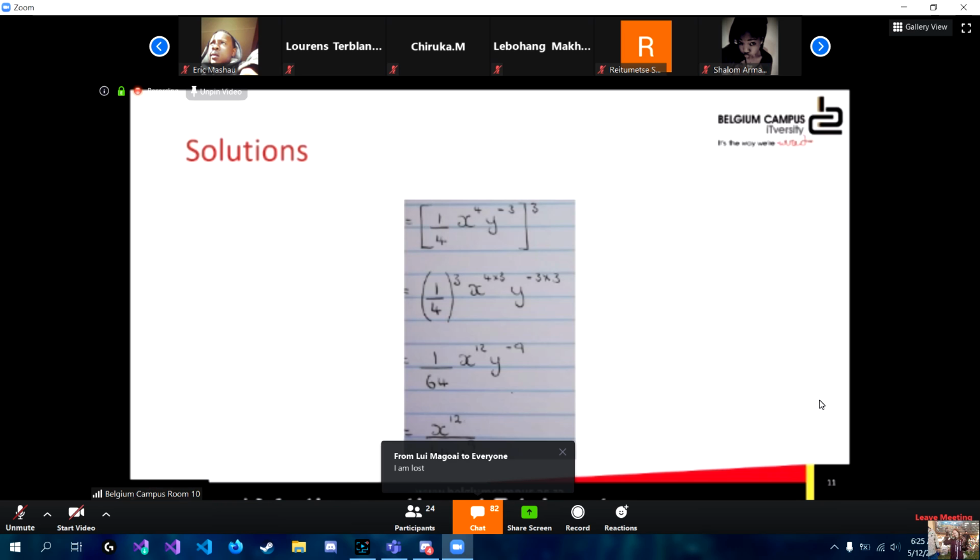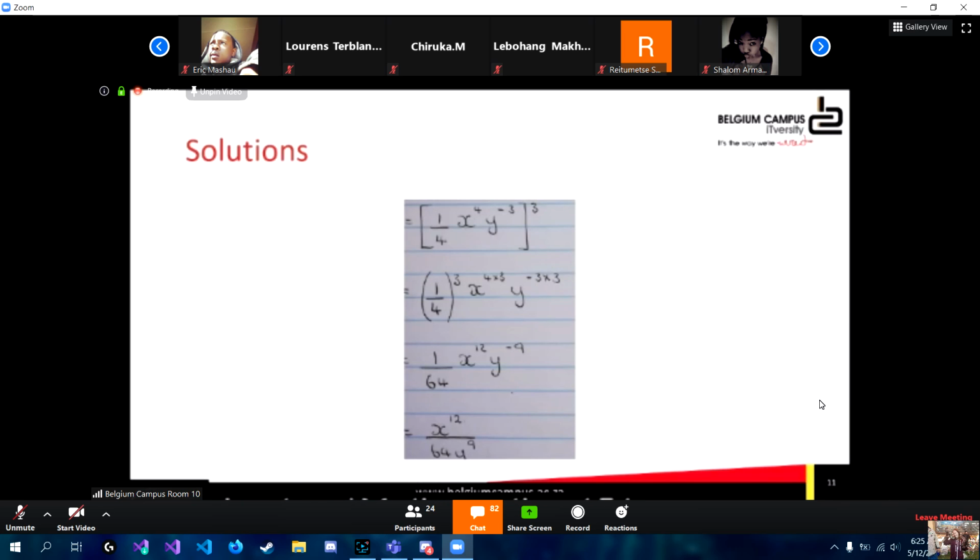Because everything is in the bracket to the power of 3, it means each of the terms in the bracket will be raised to the power of 3. So 1 over 4 to the power of 3, x to the power of 4 times 3, y to the power of negative 3 times 3. You simplify that and you get x to the power of 12 over 64y to the power of 9.